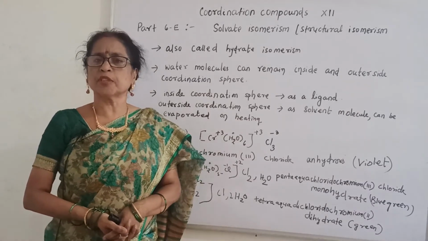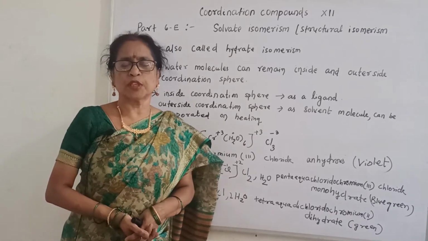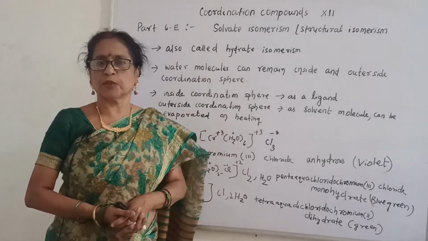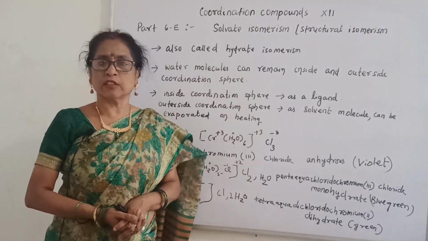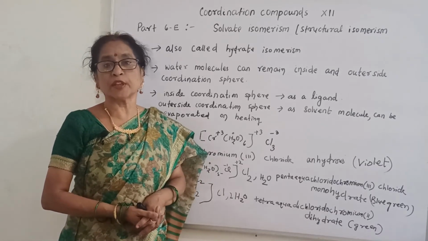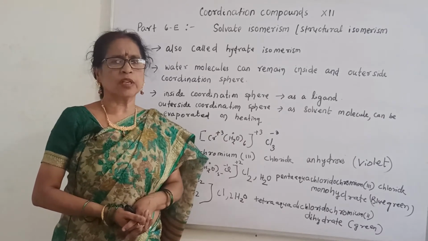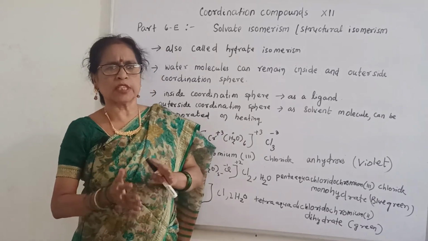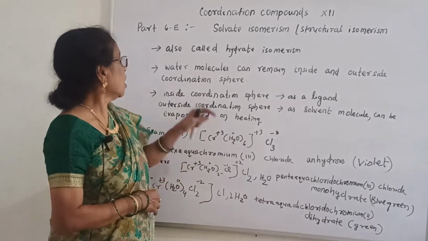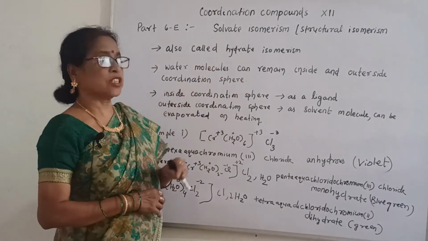Structural isomerisms are of four types: linkage isomerism, coordination isomerism, ionization isomerism, and the last one, solvate isomerism. Solvate, solvation, solvent, that word comes because it is one type of solvent you use. What is that solvent? That is the water molecule. Water molecule can be used as a ligand or as a solvent. In a coordination compound, the water molecule can remain inside or outside the coordination sphere.